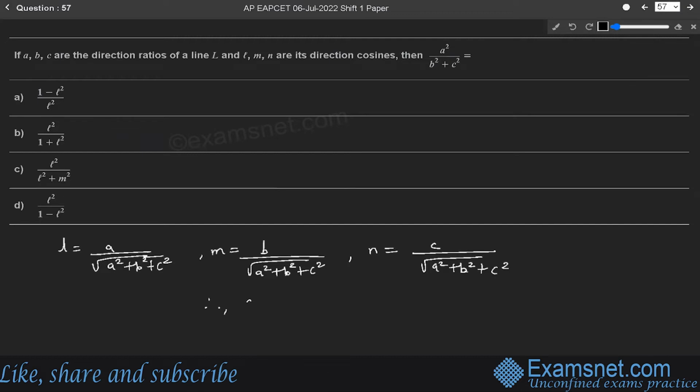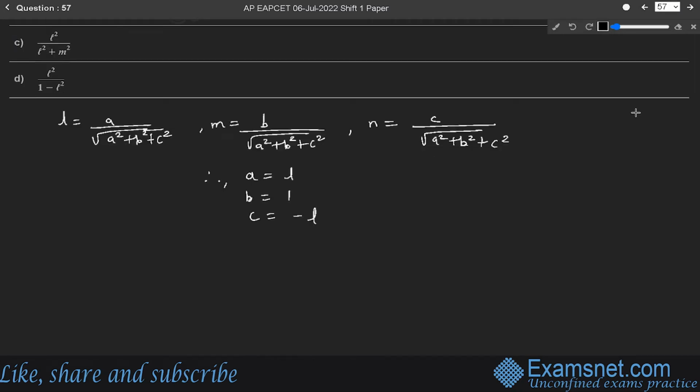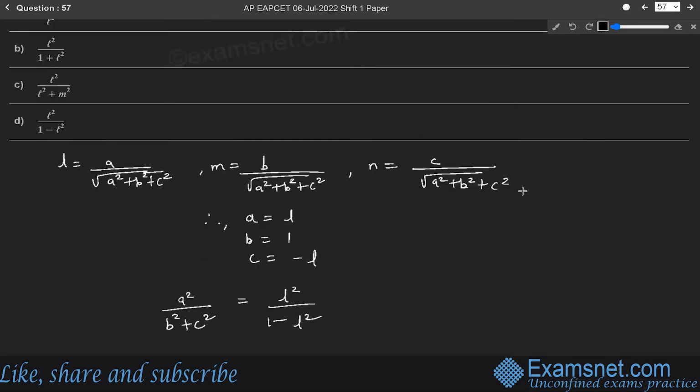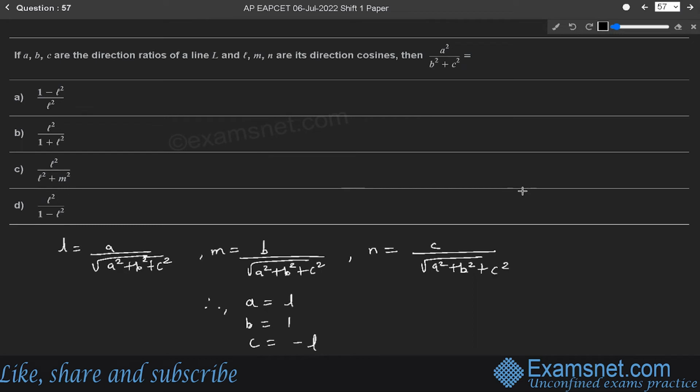Therefore, according to this question, A is equal to L, B is equal to 1 and C is equal to minus of L. Now we have to calculate the value for A square upon B square plus C square. So it will be equal to L square upon 1 minus L square. Therefore, we can say that the correct value here is L square upon 1 minus L square, which is option number D here.